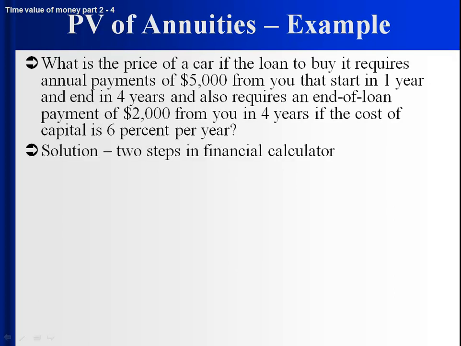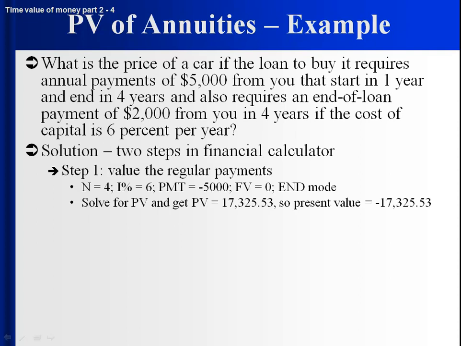Now we could have also done this in the financial calculator with 2 steps. There's 4 regular payments of $5,000. The first one's in a year. So we're saying, okay, there's 4 of these, they start in a year. So in 1, 2, 3, and 4 years, we're going to pay $5,000. Discount rate of 6%. That's equivalent to paying $17,325.53 today.